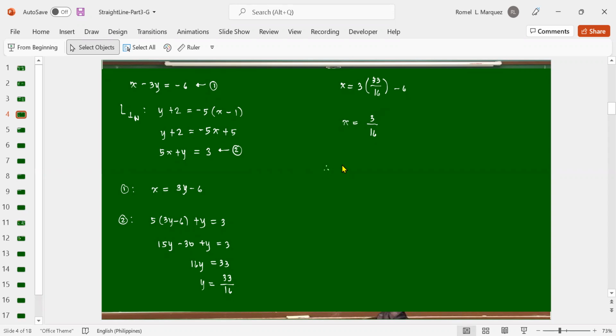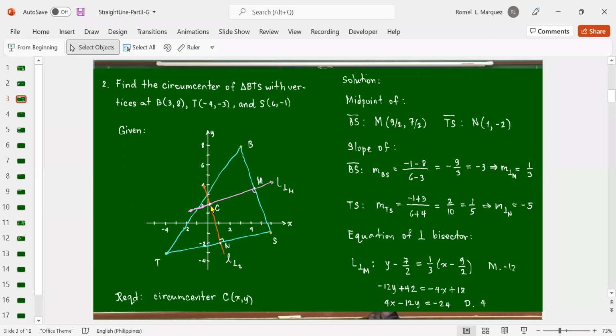Therefore, what is our circumcenter? The circumcenter is given by 3 over 16, and then that is 33 over 16. Any question here, guys? That's it. So let's see if it is close to the plotted point. Yes, no? Okay.